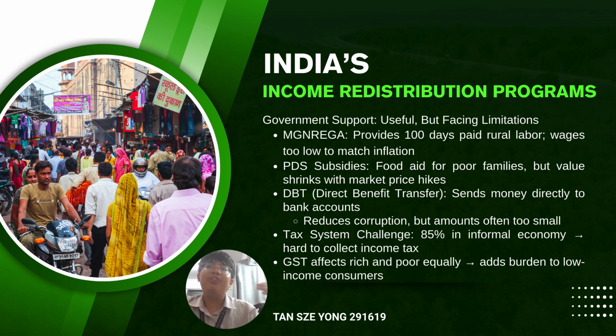The direct benefit transfer system is another method. It sends cash directly into the people's bank account. This reduces corruption and makes sure the money reaches the right people. But again, the amount is often too small to cover the real cost of living.